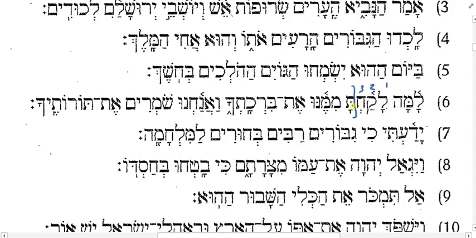So why did you, lakach, take? Why did you take? Lakach is to take. This is the Qal Perfect 2MS. Why did you take? Memenu. What is the preposition here?